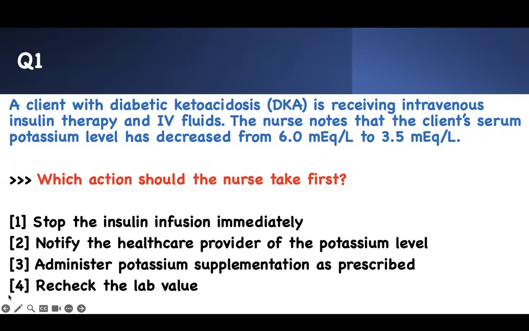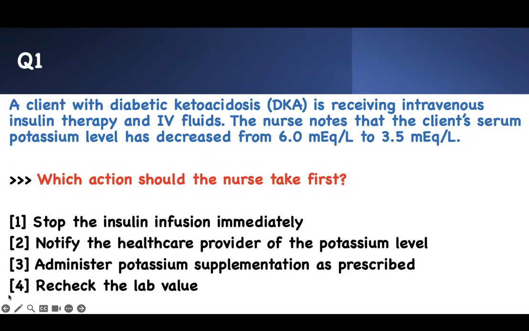A client with DKA is receiving IV insulin therapy and IV fluid. The nurse notes that the client's serum potassium level has decreased from 6 to 3.5. Which action should you take first? Stop the insulin infusion immediately, notify the healthcare provider of the potassium level, administer potassium supplementation as prescribed, and recheck the lab value. What do you think?